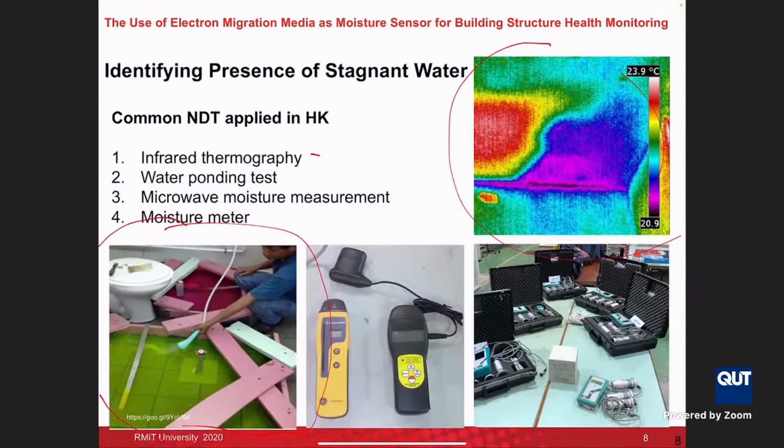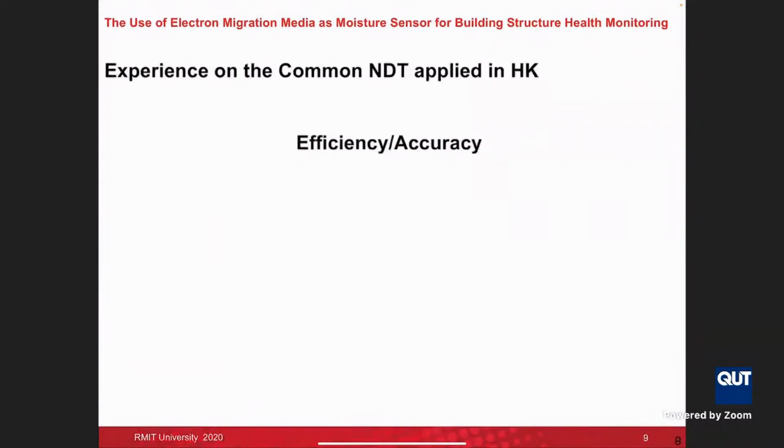And then we also use the moisture measurement method. For example, there's a moisture meter at the center of the picture, and we use a moisture meter to determine the moisture condition of the reinforced concrete. So the point is, we found that this kind of NDT methods, there's some query about their efficiency and accuracy, and actually it's very poor.